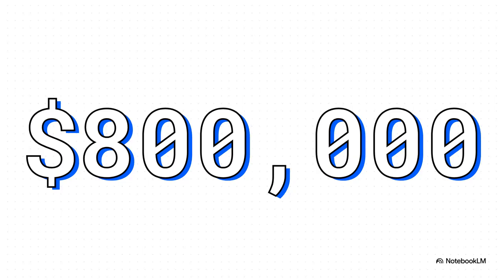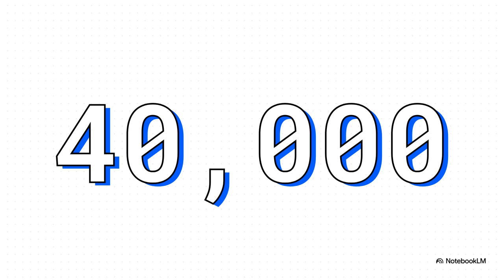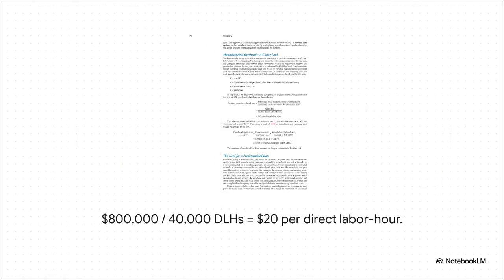Easy. So step 1, Yost's accountants look into their crystal ball and forecast that their total indirect costs for the year are going to be $800,000. And for step 2, they figure their workers are going to clock in for a total of 40,000 direct labor hours. That's their chosen allocation base. And now for the magic moment. You can see it all come together.